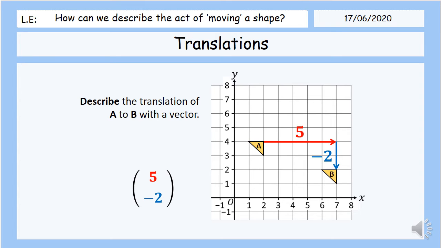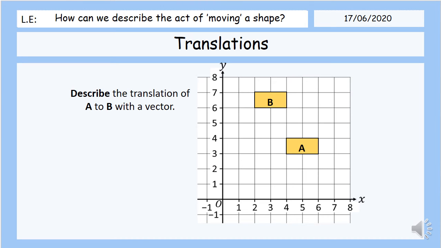The reason it's -2 is because it's going down. I need to distinguish whether the shape moves up or down. Up is going to be positive and down is going to be negative. So that would be 5 and -2. You can pause the video here to have a go at this example. And now I'll show you how it's done.